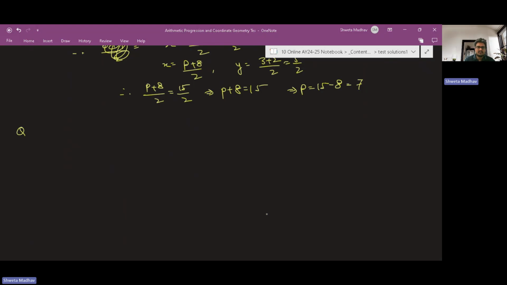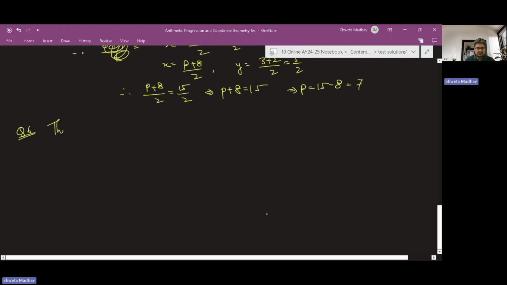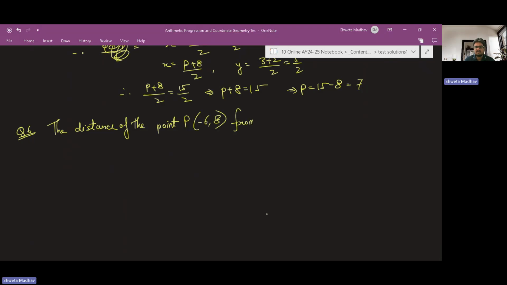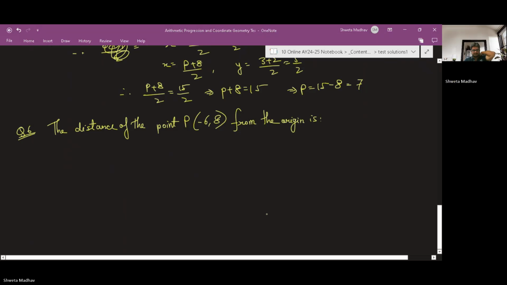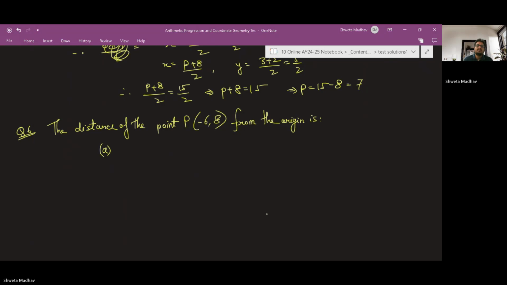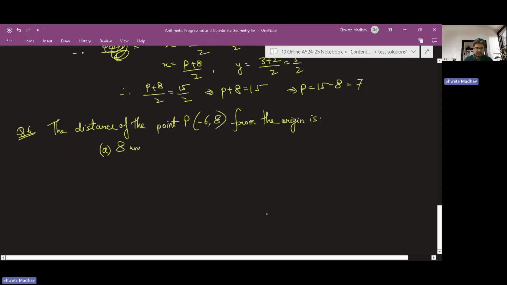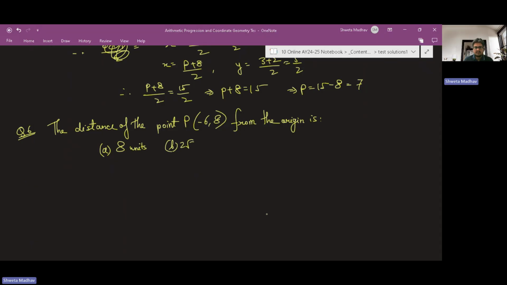Then in question number 6, it is told the distance of the point P minus 6, 8 from the origin is. Option A, that is 8 units, and B, that is 2 root 7 units, and C, that is 10 units, and D, that is 6 units.